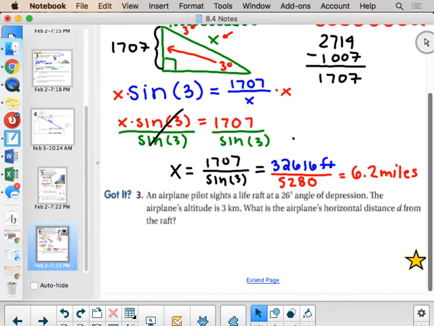Here is your very last problem. You're probably going to model it just off of mine, so please make sure you create your diagram. Take a moment to pause and do this problem.